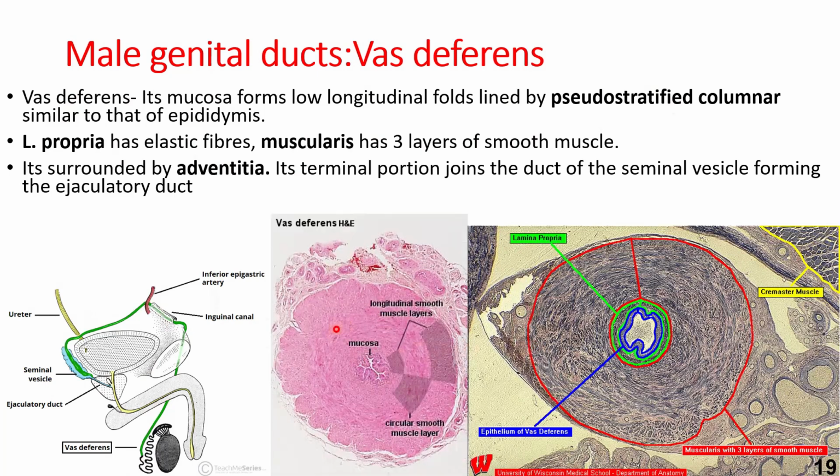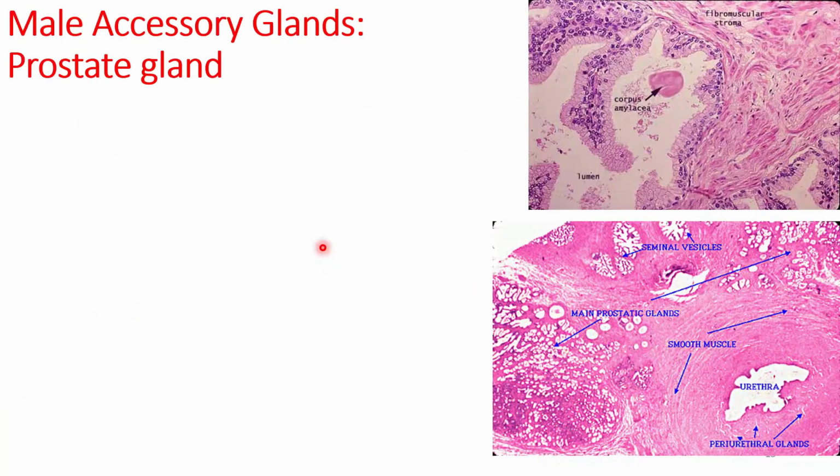So histologically, you should be able to appreciate this: a mucosa, and then a muscular component. It will have an inner longitudinal and an outer longitudinal layer. In between, you'll have a circular smooth muscle. Remember, it has 3 layers of muscle: inner longitudinal, intermediate circular, and outer longitudinal. And then the adventitia is there. So those are the layers of the vas deferens.